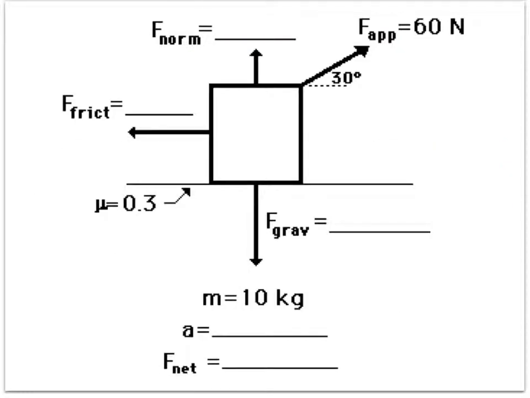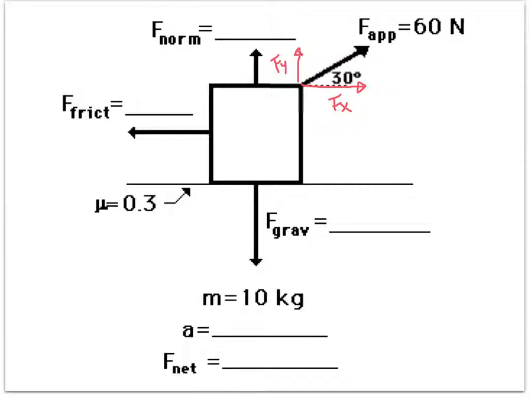Here's an example that does not have all of the information filled in for us. It looks overwhelming, but it's really more a matter of figuring out the puzzle, finding what variables you can calculate first, and working your way around. If I look at this object, I have an applied force of 60 newtons acting at 30 degrees. I could break that up into components, X and Y components, Fy and Fx.